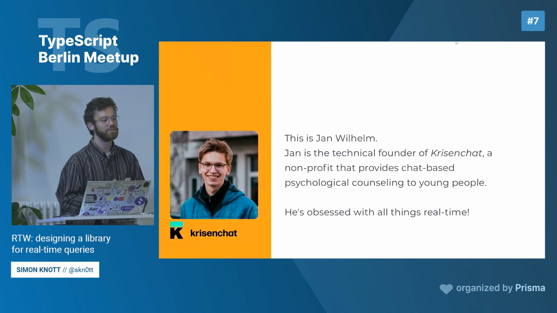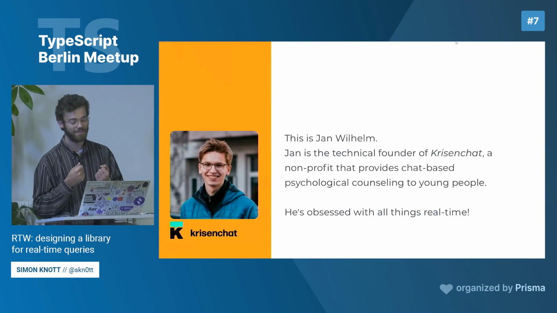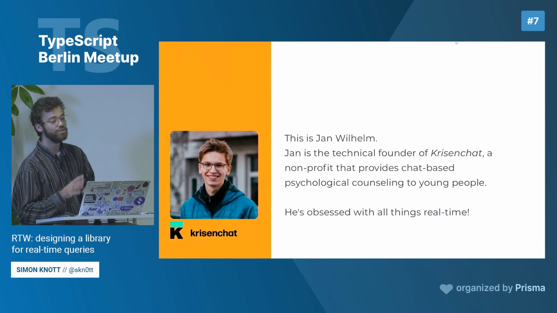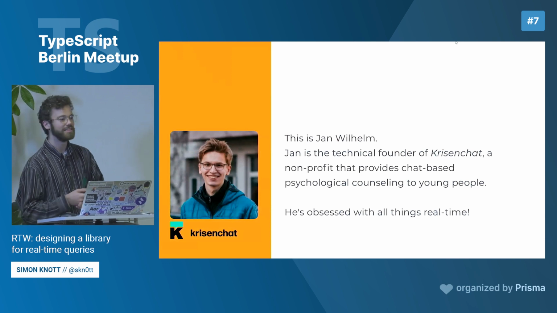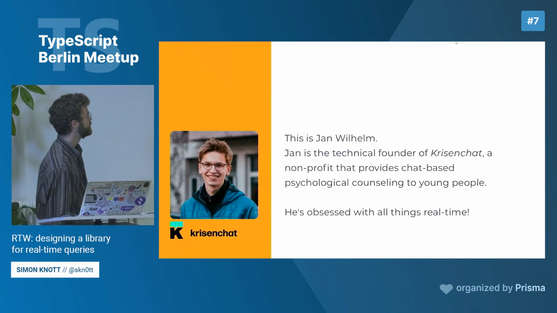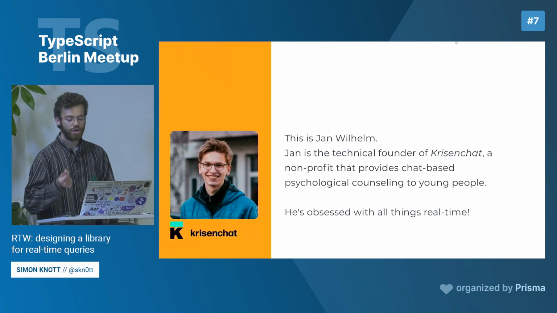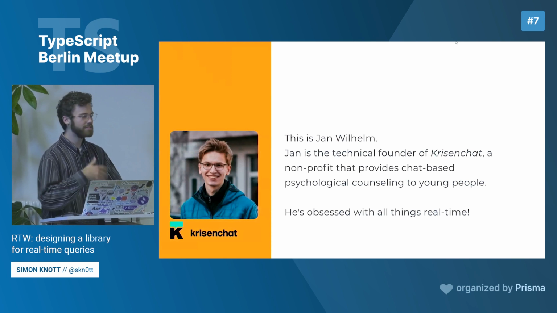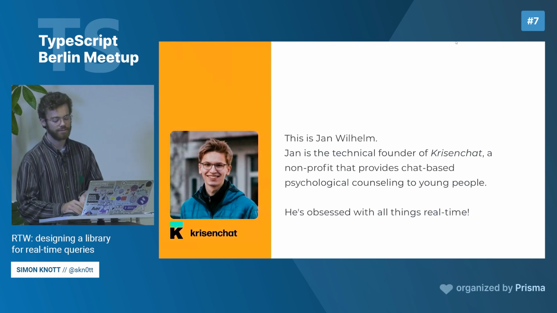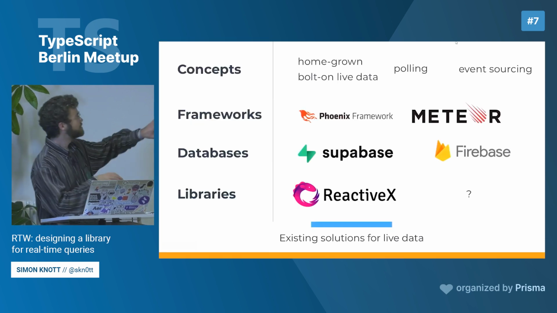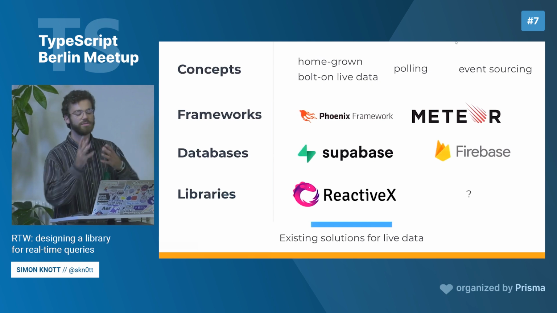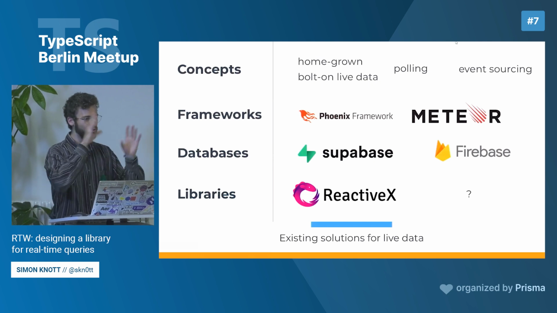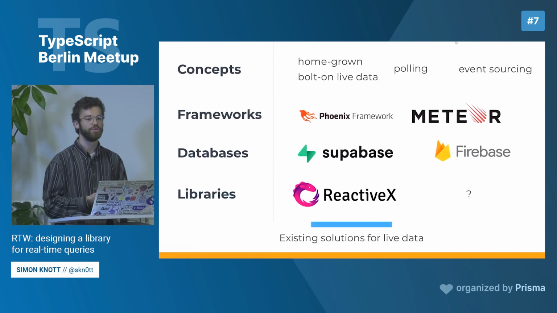So what Jan builds is mostly a chat. And because he does that, and he does that really well, he's super obsessed with all things real-time. It's a chat, it's real-time, it needs to be. And the problem is, real-time is not as easy to build as it should be. It's kind of hard. And we went out to think about, well, how could we make this better? And I brought you a small overview of what the market of concepts, frameworks, databases, all these things for real-time looks like at the moment.